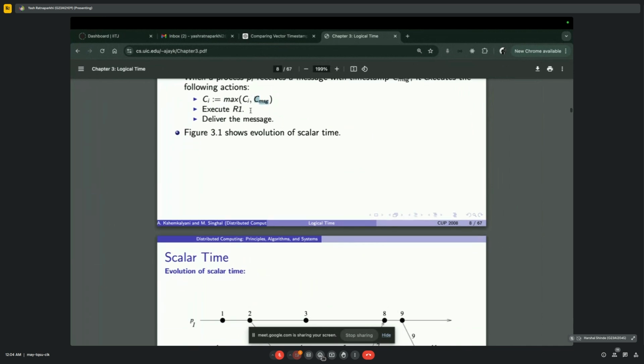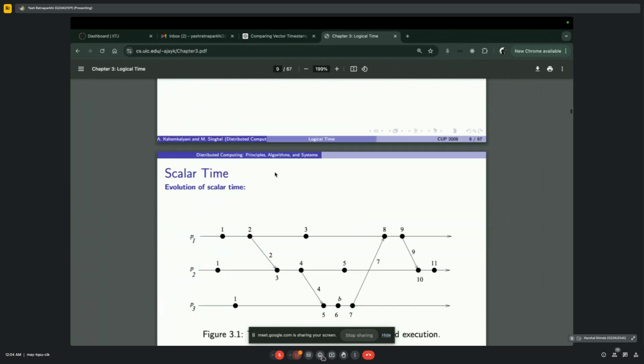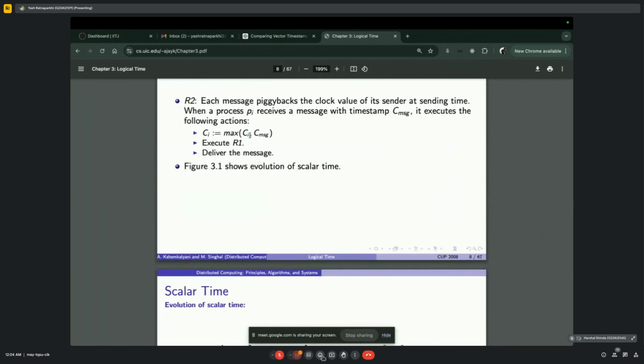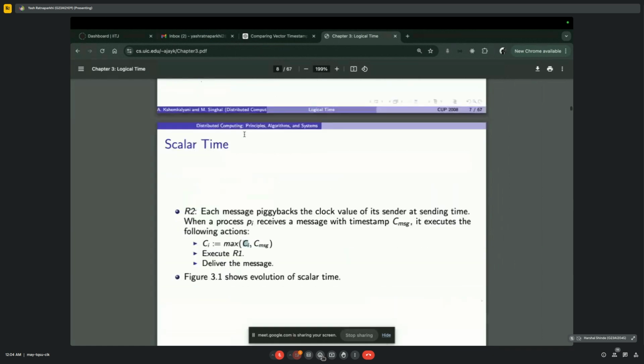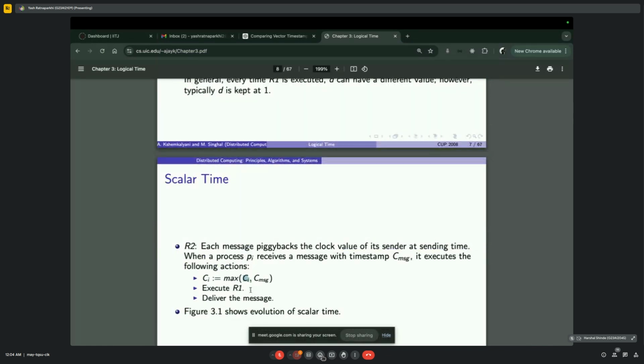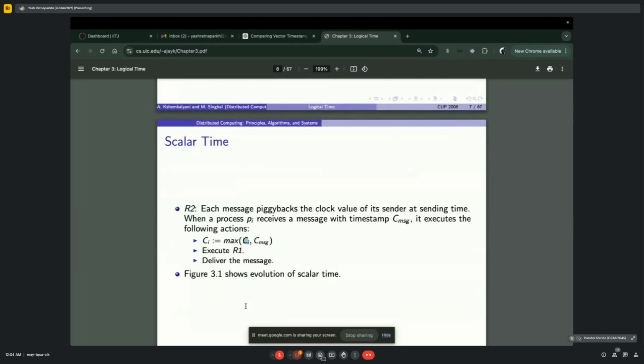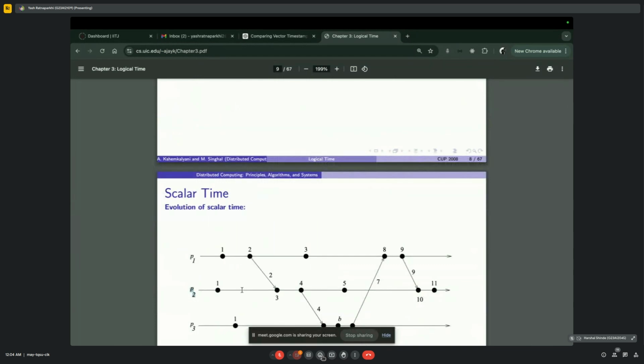And now, according to your theory, what is the CI here? CI should be 2. Where did you update the CI? When did you update it in the algorithm? In R1 and R2, where did you update it? As per this, the second event should be 1 plus 1.